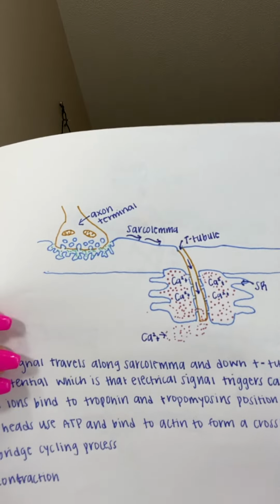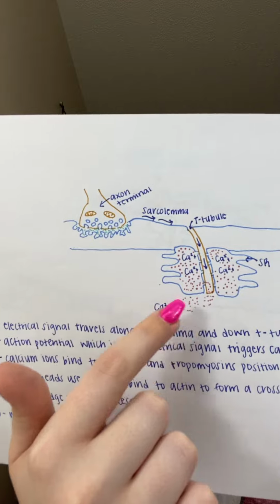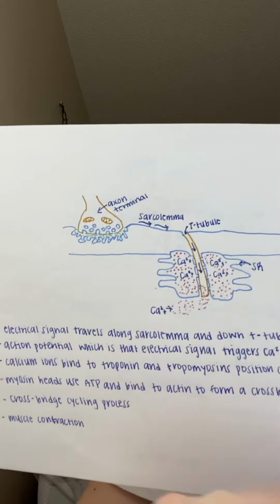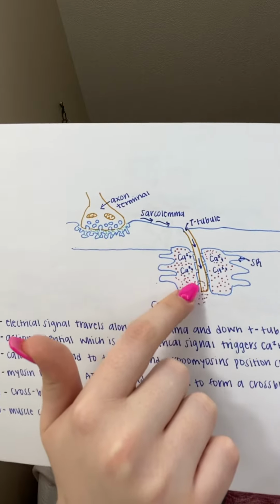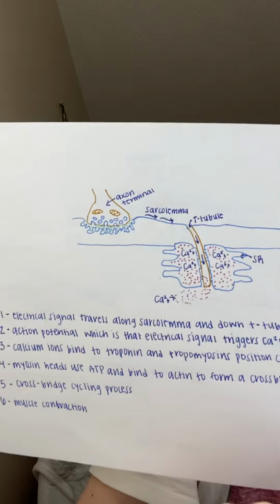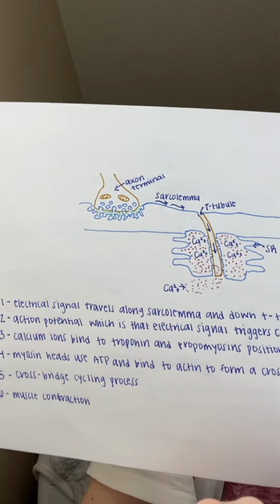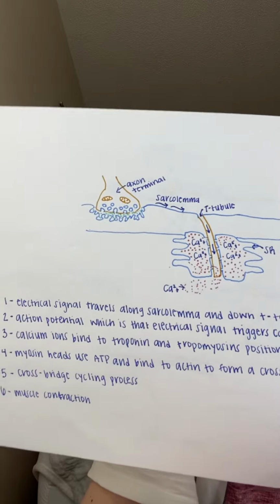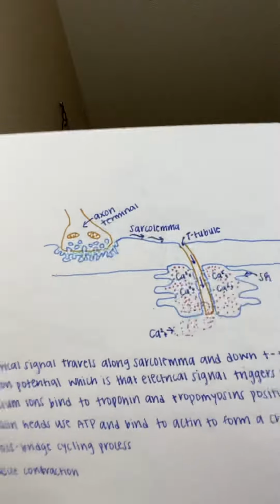And then when that electrical signal moves down the T-tubules, it causes calcium channels to open, which is how calcium ions are released from that reticulum. And you can see when they open, they're going to flow out and they're released. So when they end up in the sarcoplasm, it's going to allow a muscle contraction to happen. So now we're going to talk about what happens after the release for that contraction to occur.